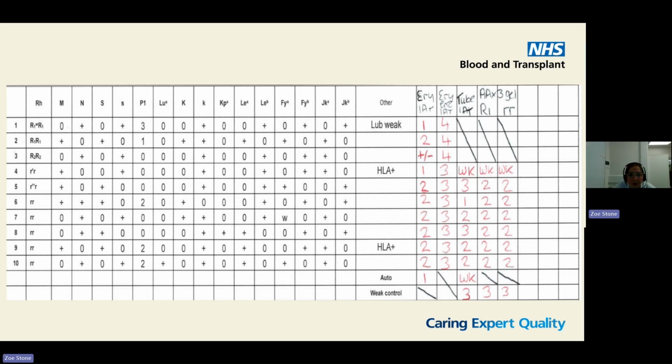But then if we think about those antibodies, they would be destroyed by enzyme. So if they were present in this patient's plasma and we absorbed using our enzyme-treated cells, they wouldn't absorb out because the MNS and Duffy systems have been cleaved off those cells.